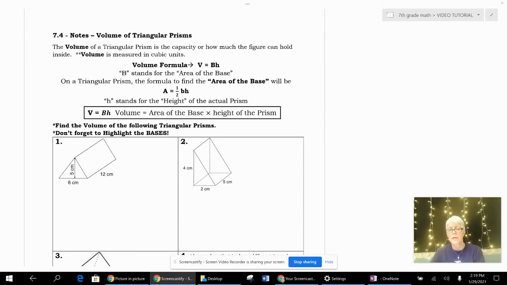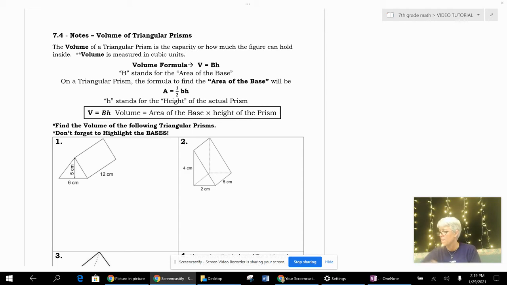Hello, today we continue our study of three-dimensional objects. Yesterday we did rectangular prisms. Today we're going to do triangular prisms. Triangular prisms don't always go very well for students. I'm going to give you a couple reasons why.